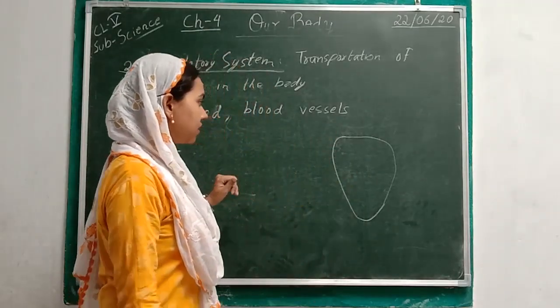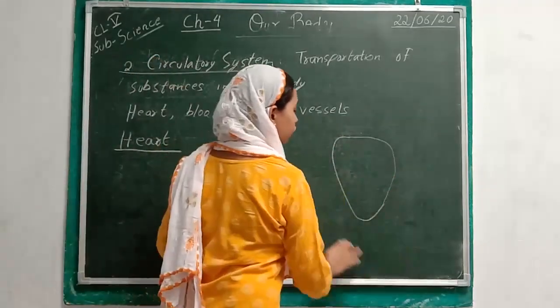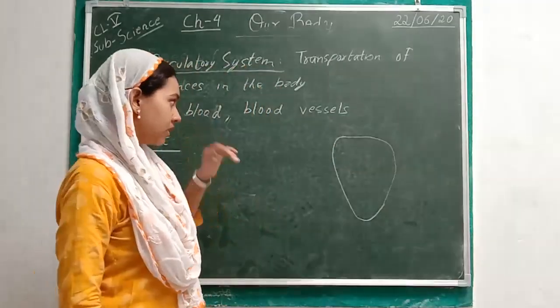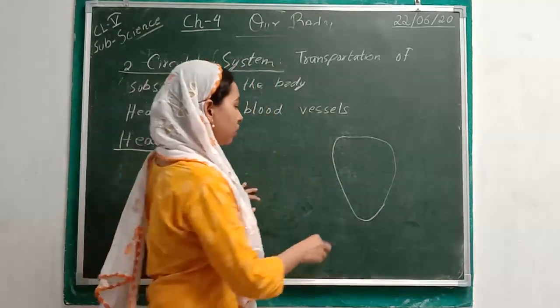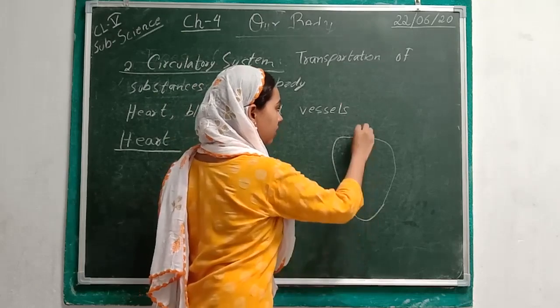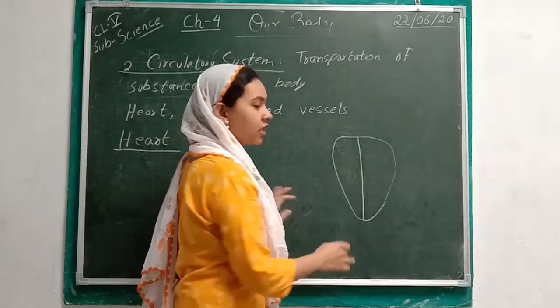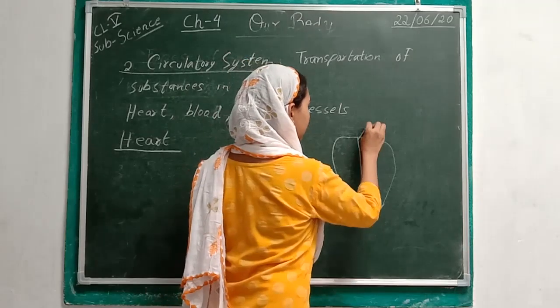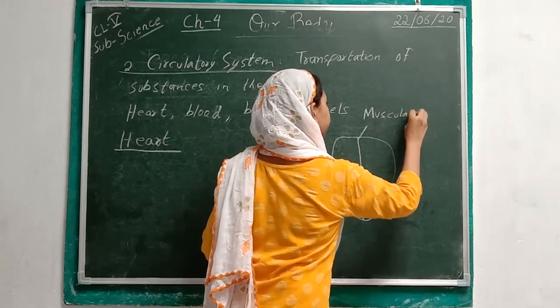Now if you see its structure, I've just roughly drawn it, just for making you understand. It is more or less a conical muscle. Now the heart is lengthwise divided into two parts, and this division is done by a muscular wall. There is a muscular wall here, okay.